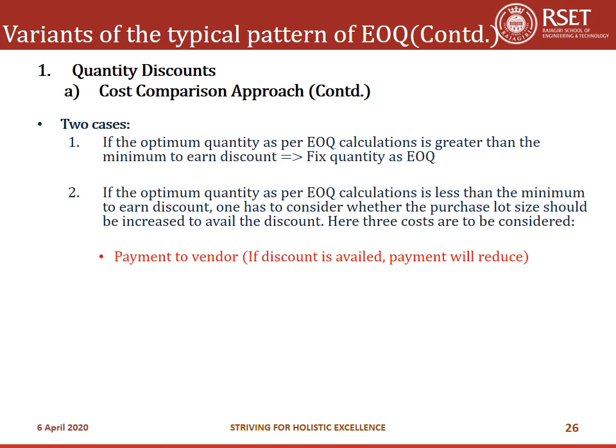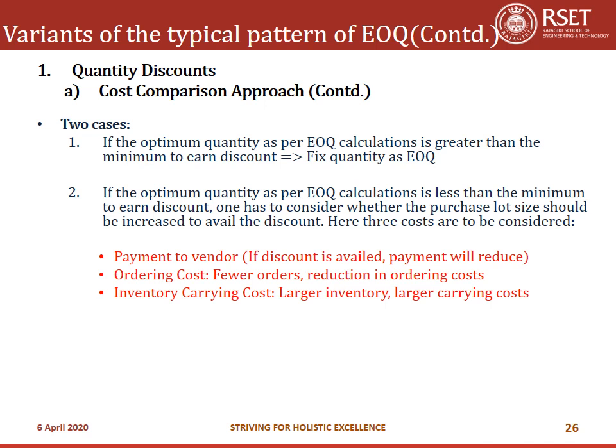Payment to the vendor, if discount is availed, payment will reduce. So whether you want to go for EOQ or whether you want to go for the minimum quantity to avail the discount, you have to think about these 3 costs. One of them is the payment to the vendor. So definitely, if you're availing the discount, you would have to pay a little lesser. Ordering cost. You have to understand that fewer the orders, reduction in the ordering costs. And the third one, inventory carrying cost. That is, you're going to buy a little bit greater than your EOQ, means that you also have to find out money to carry that inventory. Larger the inventory, larger the carrying cost.